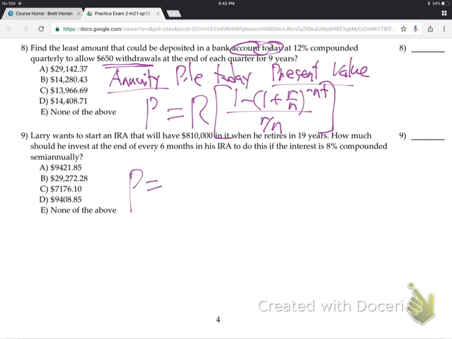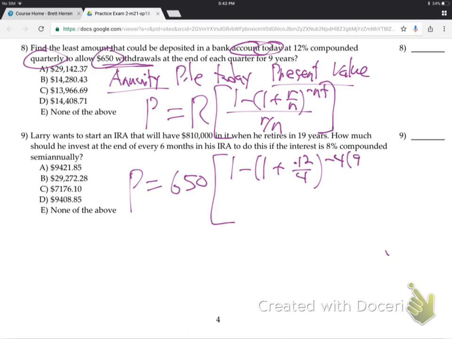So what does it say? The 650, those are the withdrawals, the big R. The little r is 12%. Is it monthly? Oh, quarterly. So N is 4, and time is 9 years. Type that into your calculator. I'm going to do it right now too. Let's see what we get.